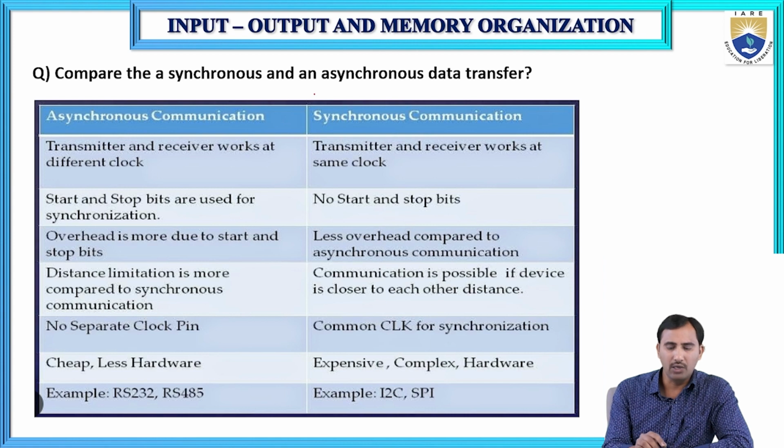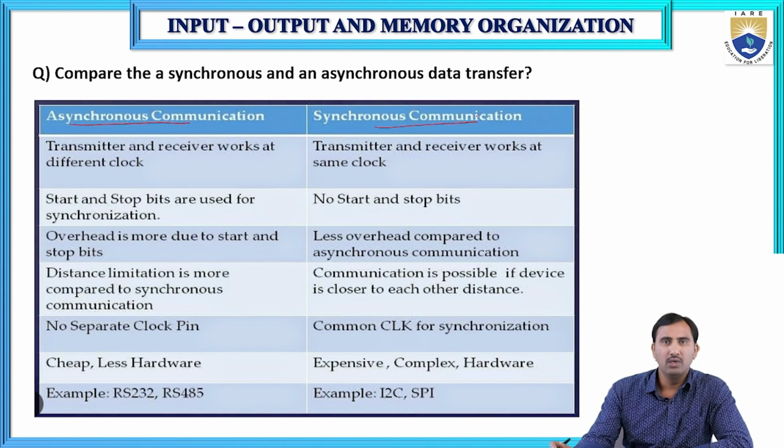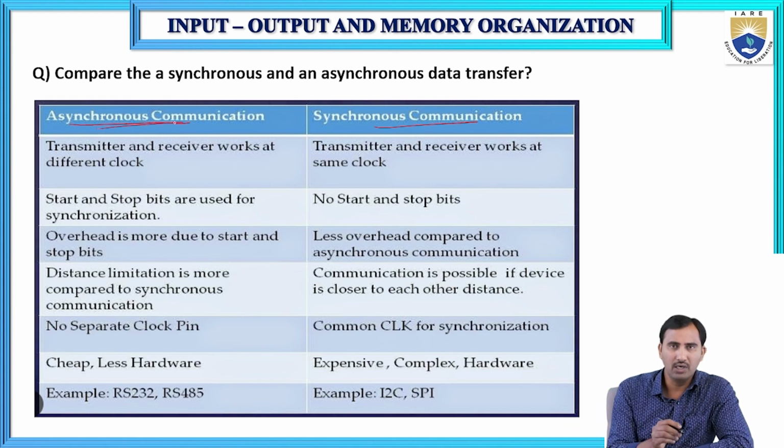Compare synchronous and asynchronous data transfer: asynchronous communication and synchronous communication. In digital communication, data can be transmitted from the sender to the receiver in two ways. One is serial data transfer, and the other is parallel data transfer. In serial data transfer, again we have two types of communication. One is asynchronous communication, and the second is synchronous communication.